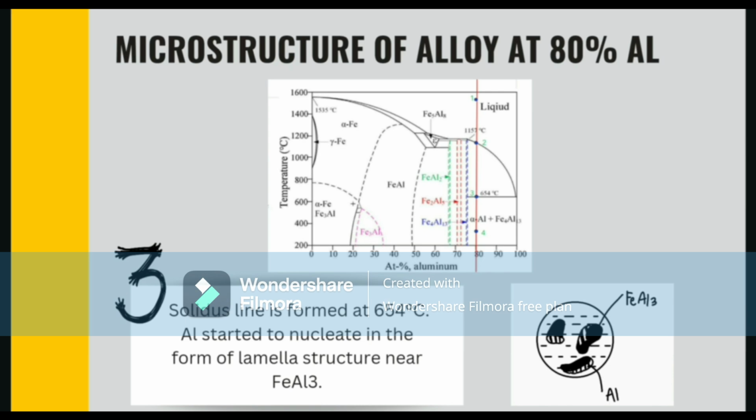At a temperature of 654 degrees Celsius, the Al continues to nucleate and form a lamellar structure near FeAl3. The eutectic reaction occurs at this temperature, forming FeAl3 and Al from the remaining liquid. The microstructure consists of primary Al with eutectic Al and FeAl3.